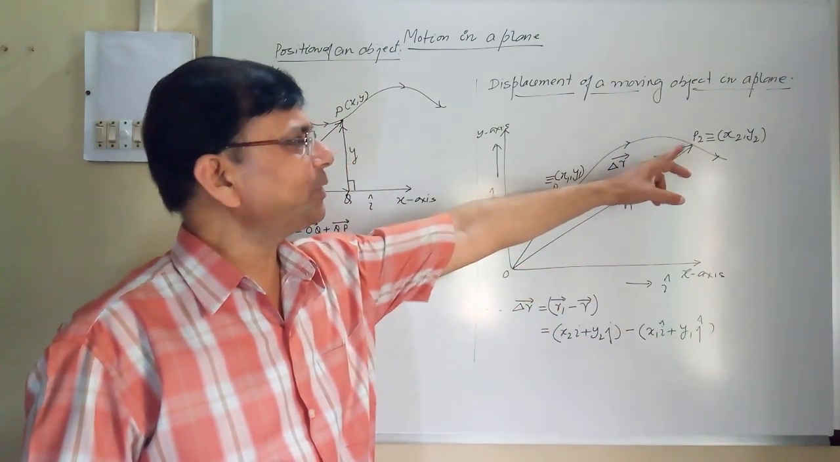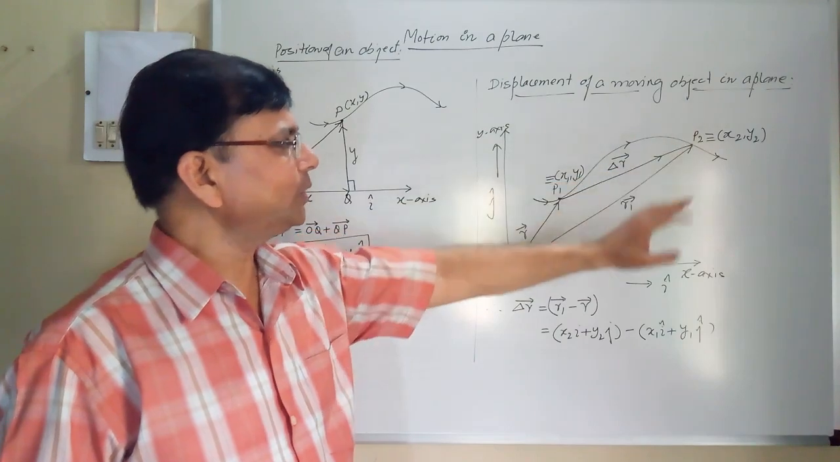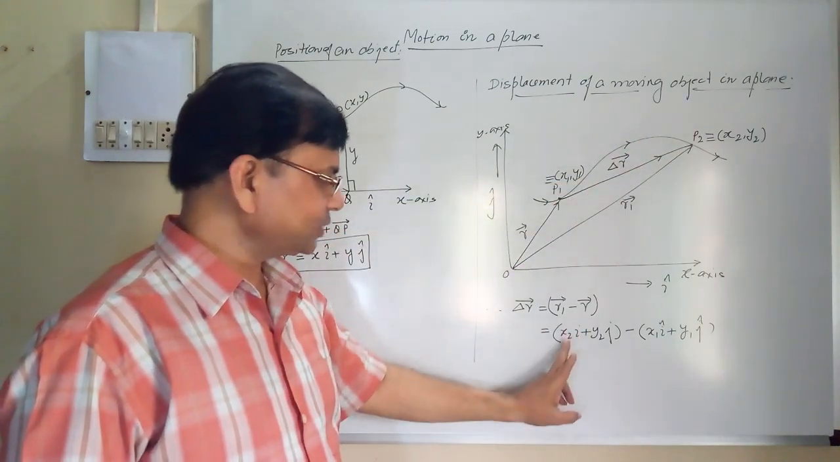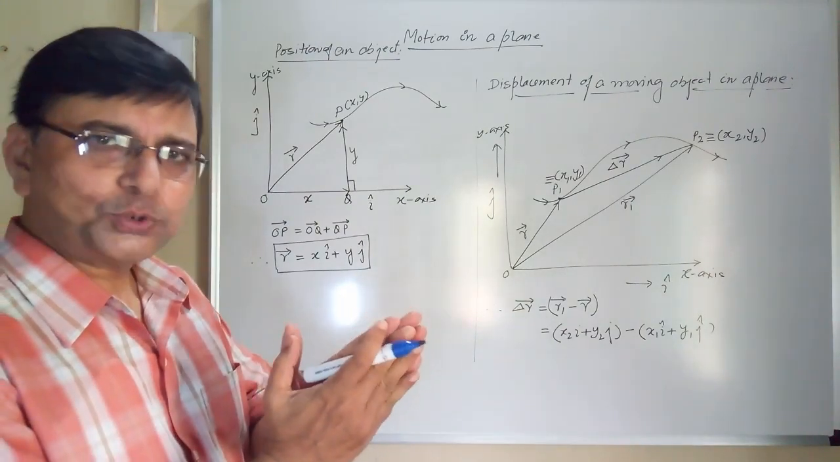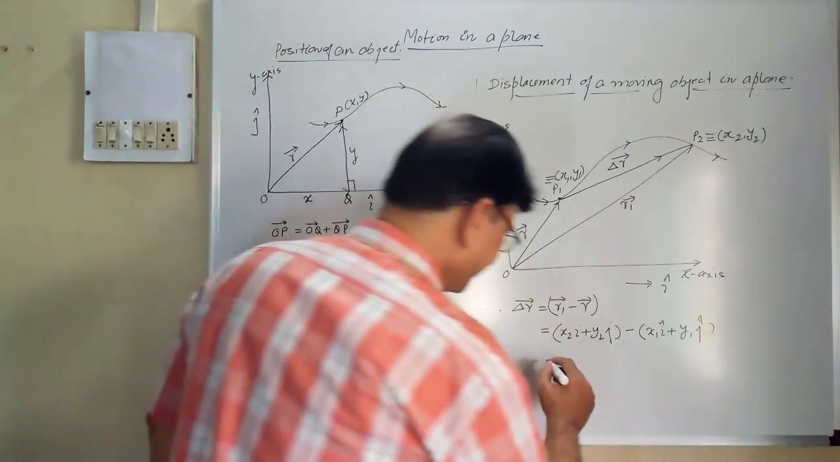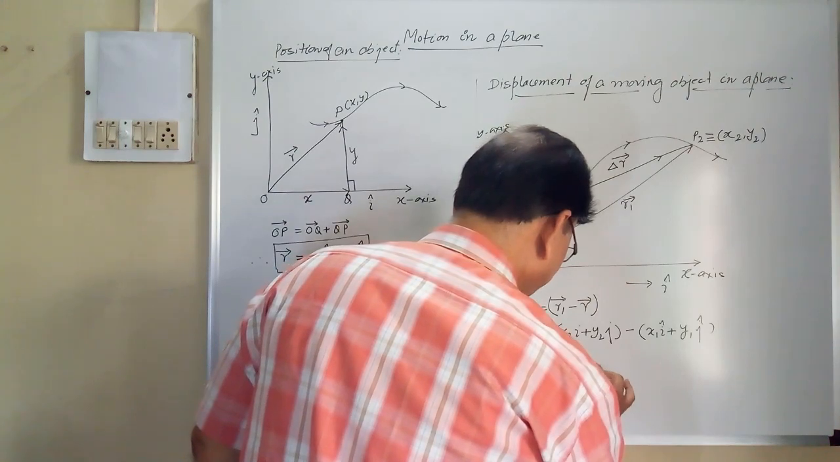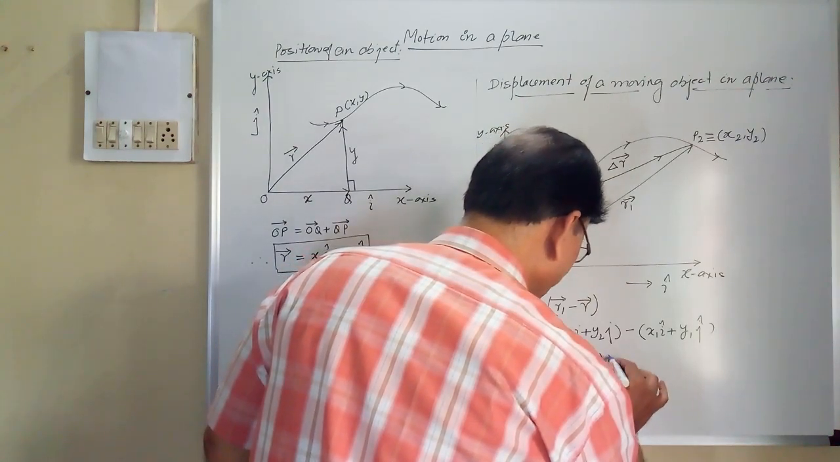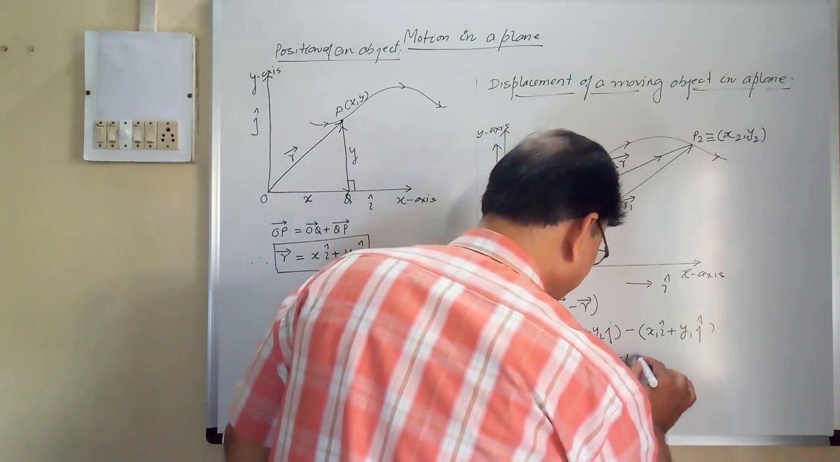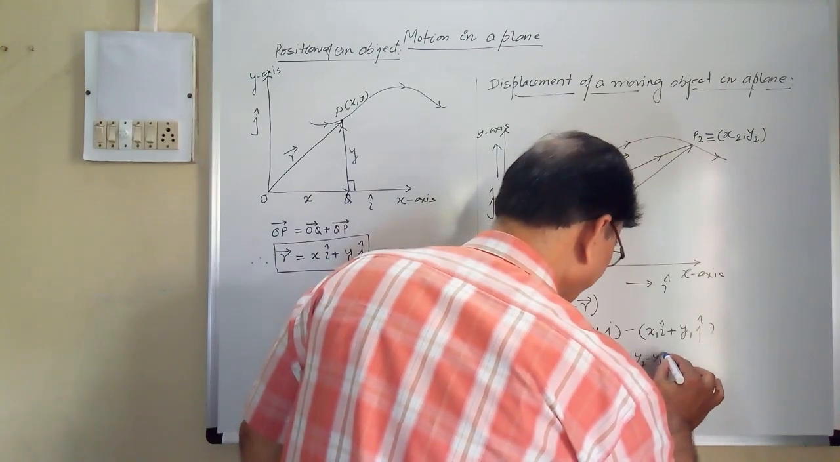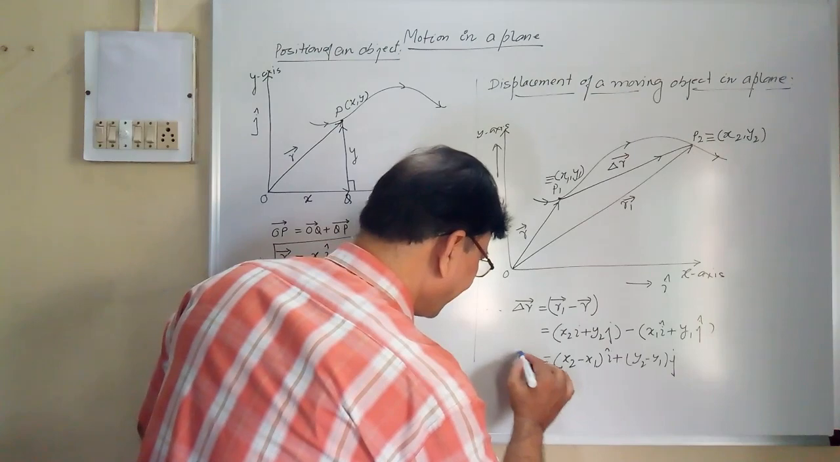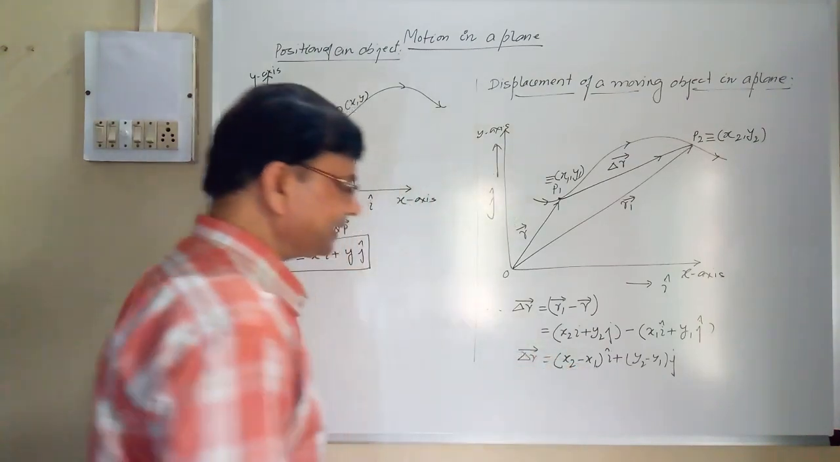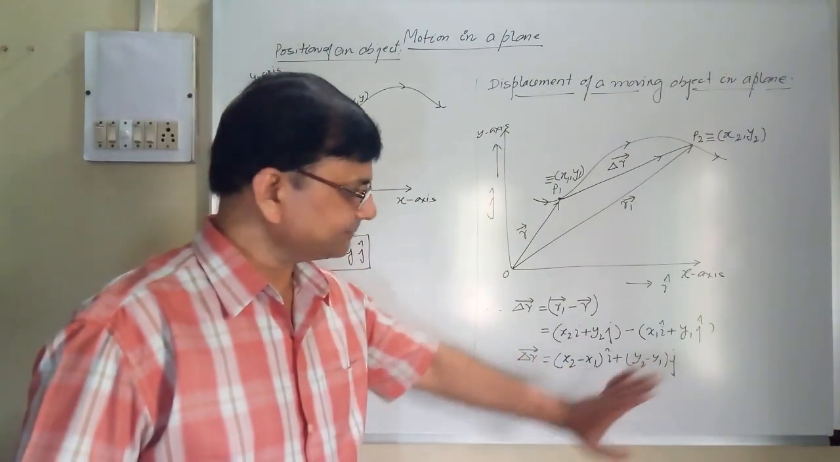Similarly, the coordinates of P2 are x2 and y2. So R1 is represented as x2 i plus y2 j. So we will take all i's together and j's together. So this can be written as (x2 minus x1) i plus (y2 minus y1) j. So this delta r is the vector represented by this.